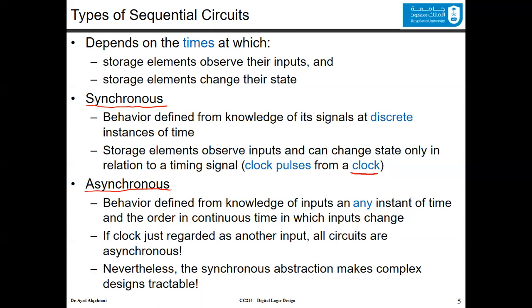If the clock is just regarded as another input, all circuits are asynchronous, but it's not. The clock is actually a special signal that organizes the sequential circuit to find predetermined discrete instances of time. Nevertheless, the synchronous abstraction makes complex design tractable. So by having a synchronous sequential circuit, the design would be easier, manageable, and tractable. The asynchronous sequential circuit is more complex and more difficult to design.